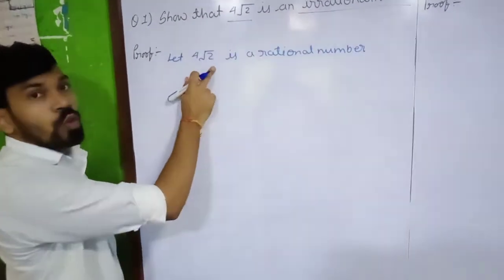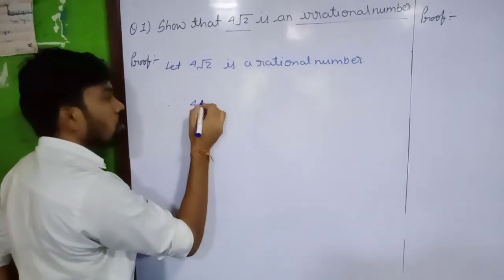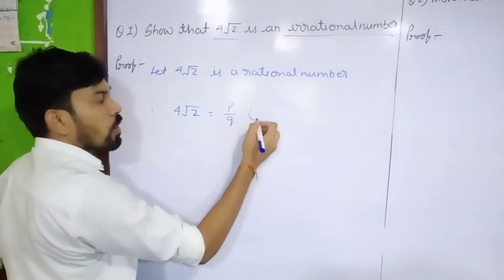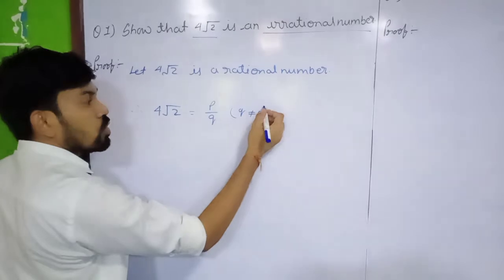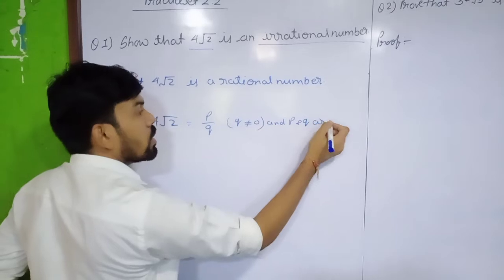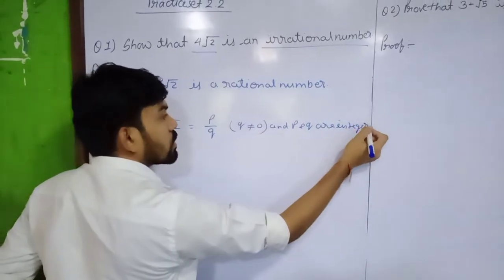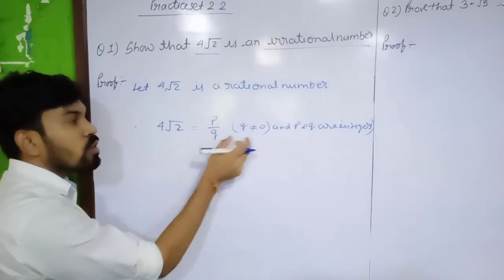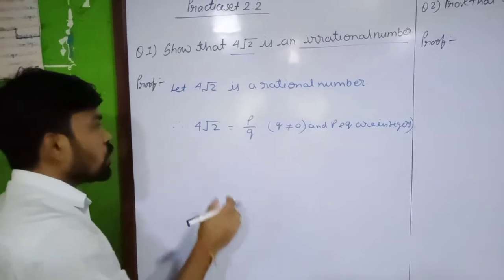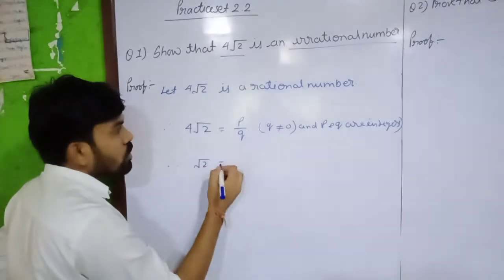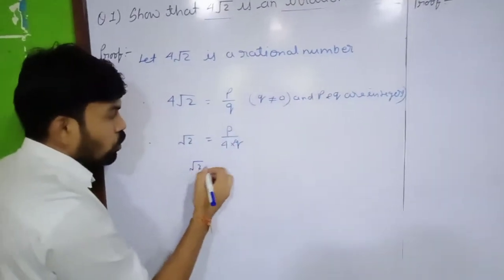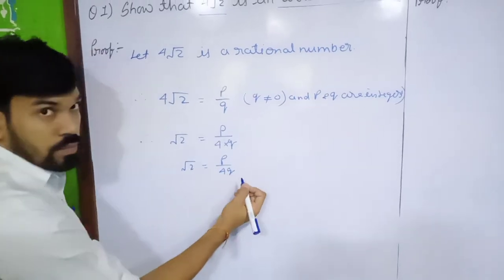If 4 root 2 is a rational number, therefore 4 root 2 is equal to p upon q, where q is not equal to 0 and p and q are integers. So therefore 4 root 2 is equal to p upon q. Therefore root 2 is equal to p upon 4 into q. It will become root 2 is equal to p upon 4q.